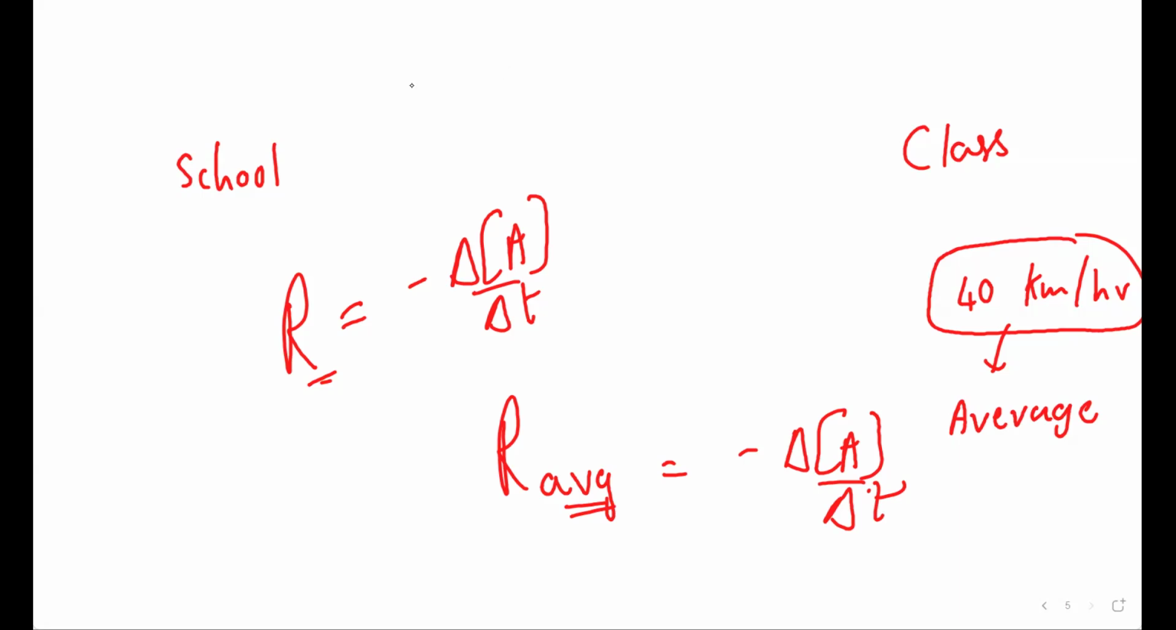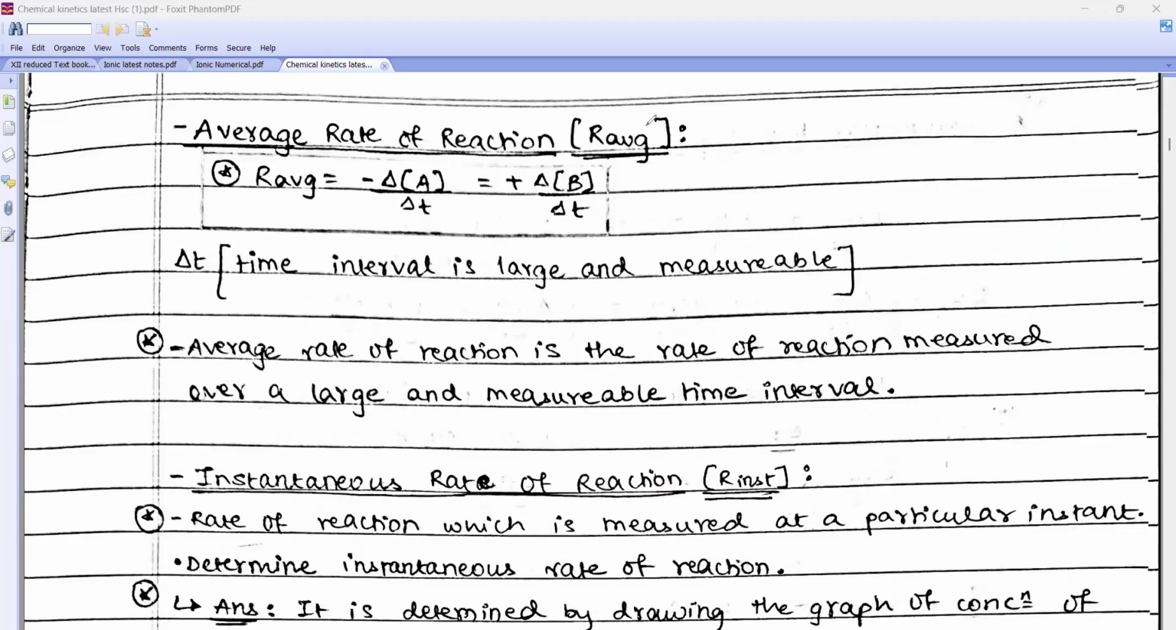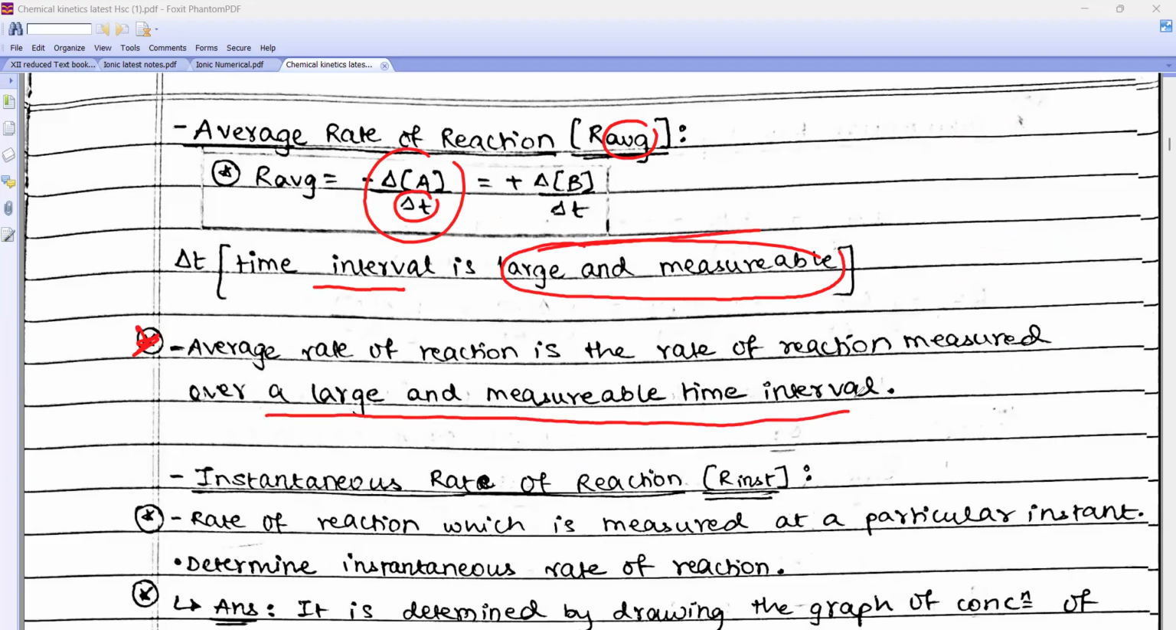Okay, chalo beta. Now what is this? Average rate of reaction. Can you see, instead of R, we have written R average. And here this delta T is the time interval. The time interval should be what? So define average rate of reaction. It is nothing but the rate of reaction only. This formula was the rate of reaction only, right, beta? So it is the rate of reaction only, which is measured over a large and measurable time interval. That's it. Is this clear?